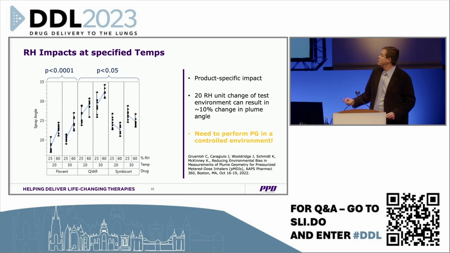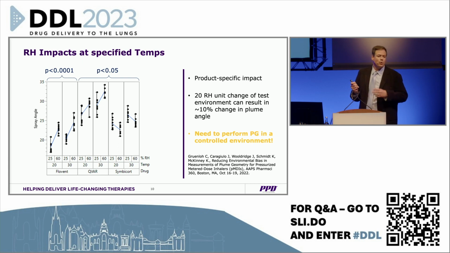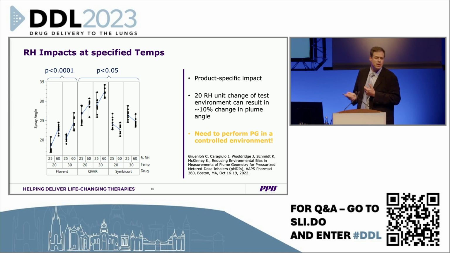So I'm going to change gears a little bit now. This is some work that we presented at last year's AAPS FarmSci 360 in a poster in which we were investigating the relative humidity dependence on the plume angle for these 3 selected products. So we've got Flovent and Symbicort again, and we've added QVAR in this instance. So at these 2 temperatures, we varied independently the RH from 25% to 60%. And as you can see here, we have a very statistically significant impact due to relative humidity. Now, this is product specific, or product dependent, in that Symbicort goes in the opposite direction, but all of these were statistically significant.